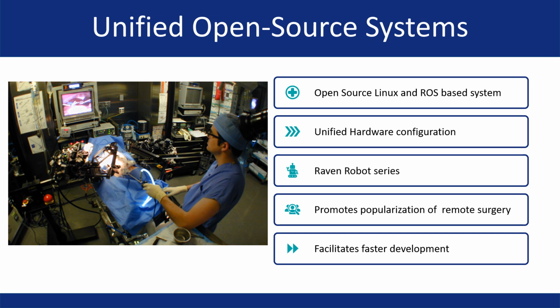All software development adopts an open source approach. Recently, the University of California, Santa Cruz developed the Raven 4 robot. It consists of 4 robot arms and 2 sets of cameras. It can be remotely operated by 2 doctors at different locations. Its operating system is still open source. This method promotes popularization of remote surgery and also facilitates faster development of medical robots.